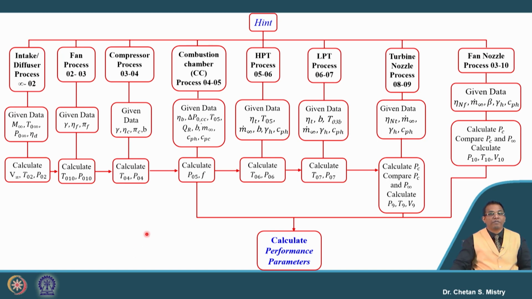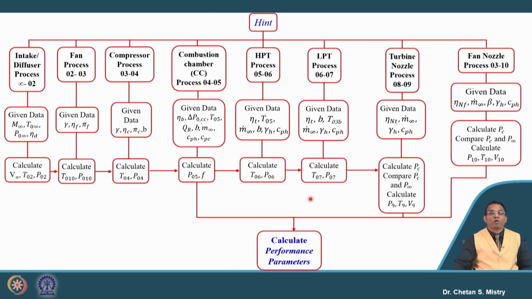For the combustion chamber, we know our turbine entry temperature, and the amount of pressure drop is known to us. We know the bleeding that we are doing from the compressor. We have information about the calorific value. So, we can calculate the exit pressure and the fuel air ratio. For the turbine, we can similarly calculate exit pressure and exit temperature. For the LP turbine also we can calculate exit pressure and exit temperature.